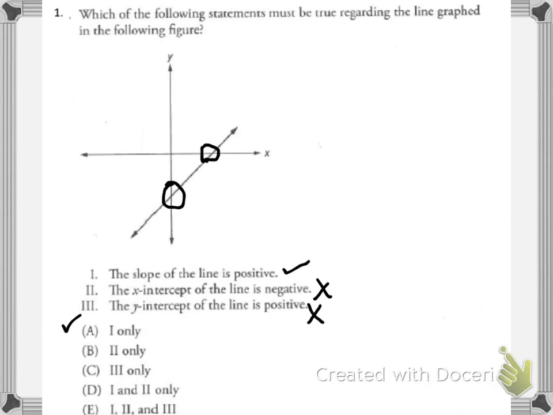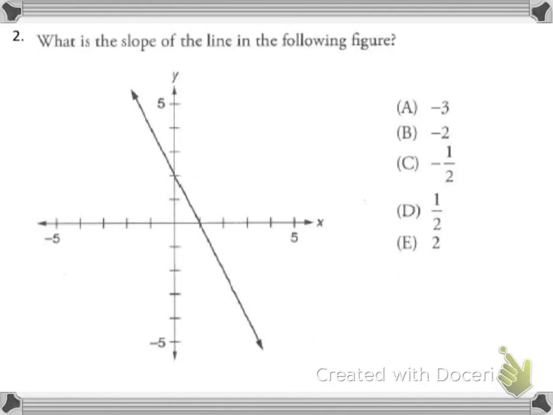Moving on to question 2. What is the slope of the line in the following figure? Well, just by visually looking at it, we notice that the line is going down as it goes from left to right, so automatically we could get rid of those two. It's definitely a negative slope. Well, two points that we can see very nicely is where it's crossing your y-axis and your x-axis. So in this one, we just have to figure out how far we go down.